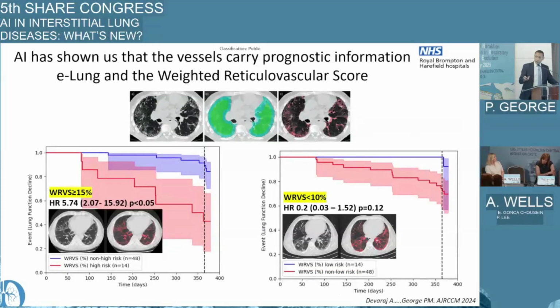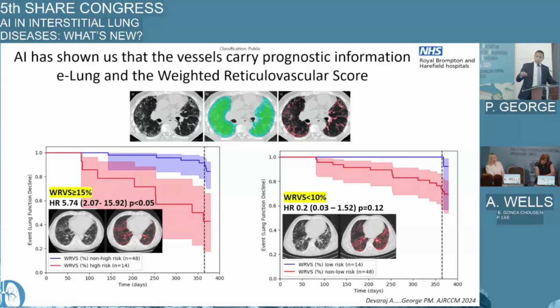This is some work we published with Anand Devraj, my colleague at the Brompton, as the first author, where we took a completed AstraZeneca data set and we used the Brainomics E-Lung weighted reticular vascular score. Just to orientate you, that incorporates all of the vascular abnormalities, vascular structures, and fibrosis in the periphery of the lung. So it's a peripheral fibrosis score, essentially.